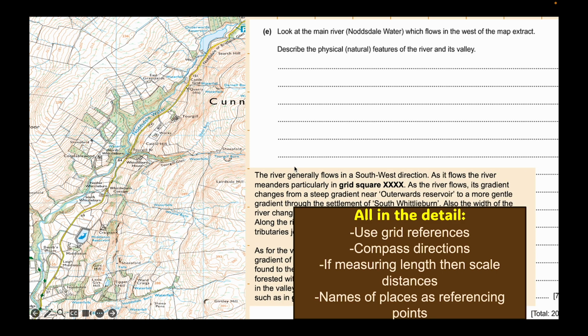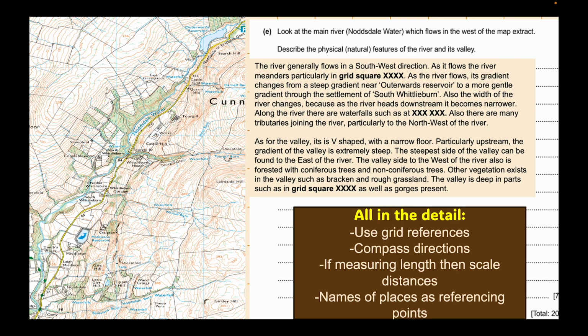Okay, so here's what I've written. So the river generally flows in a southwest direction. As it flows, the river meanders, particularly in grid square, and again, you can provide the 4-figure grid reference here. So you could use this one as a good example. You can see the river meandering a lot. As the river flows, its gradient changes from a steep gradient near Outer Woods Reservoir to a more gentle gradient through the settlement of South Whitleyburn.